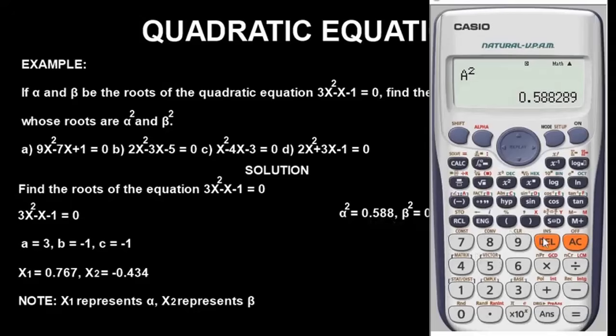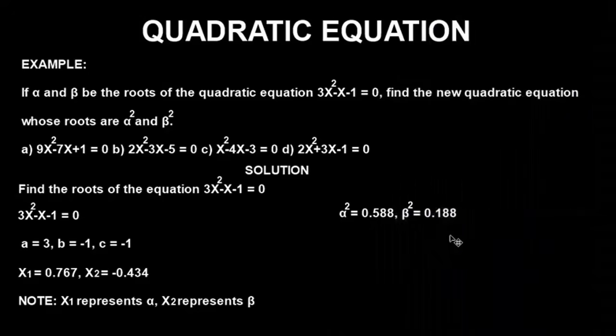So let's find beta square. We press alpha B and square, press equal to. So we have 0.188. After this step, we're almost done.